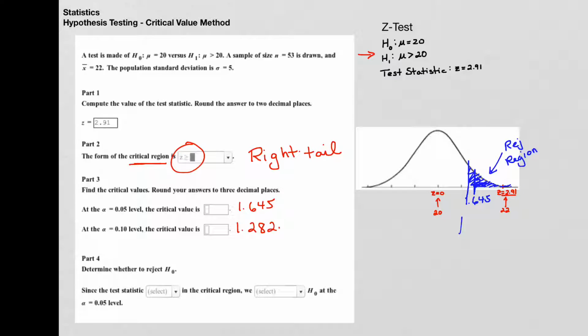So are we going to reject the null hypothesis? Since the test statistic falls in the critical region, we reject the null hypothesis at the alpha equals 0.05 level. And that's how you do that problem.